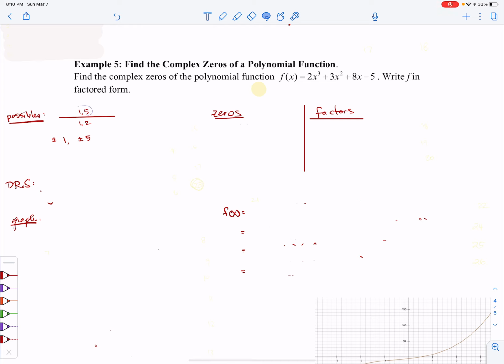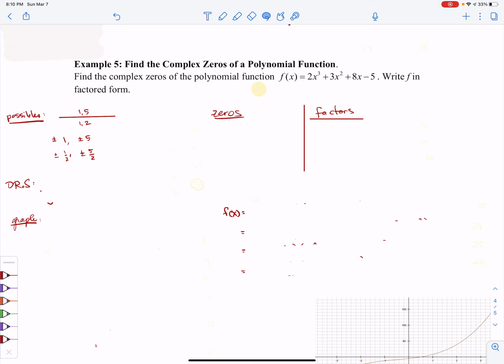Remember, that's where you take both of the top and the bottom and divide by the 1. And then you will also have a plus or minus 1/2 and a plus or minus 5/2. Again, that's where you take both pieces on top and divide by the 2 on the bottom.